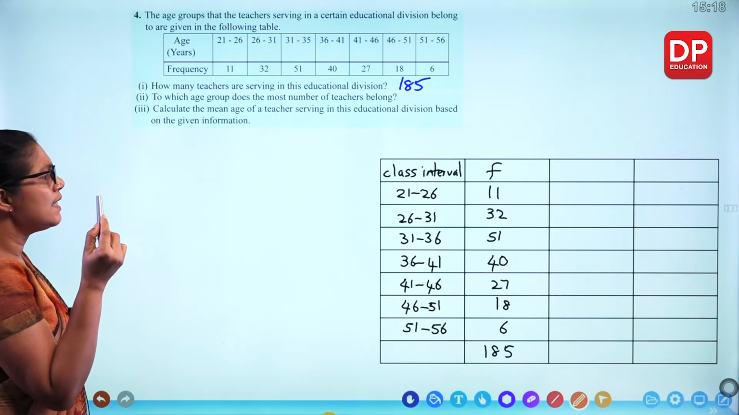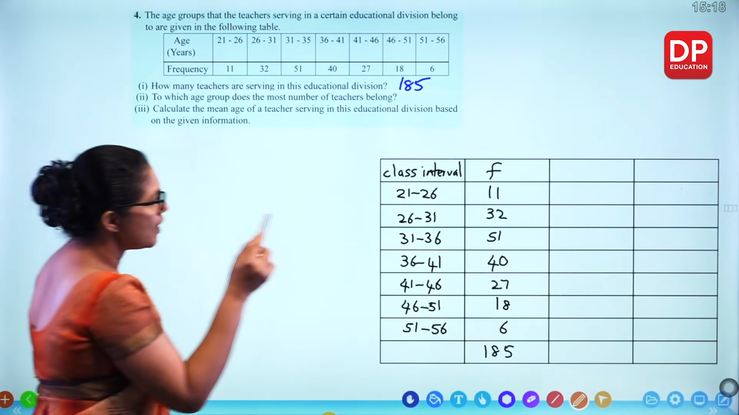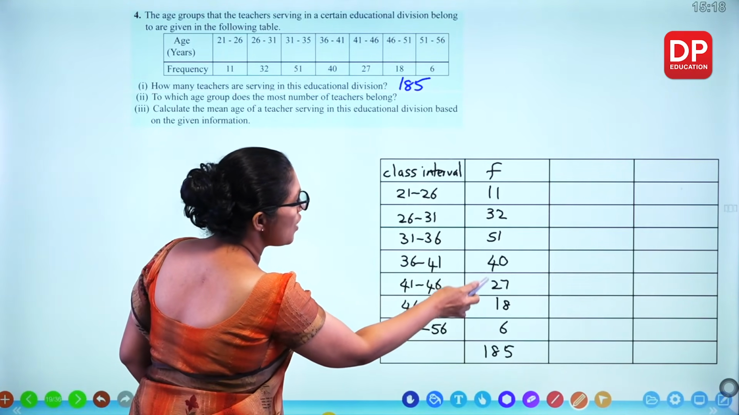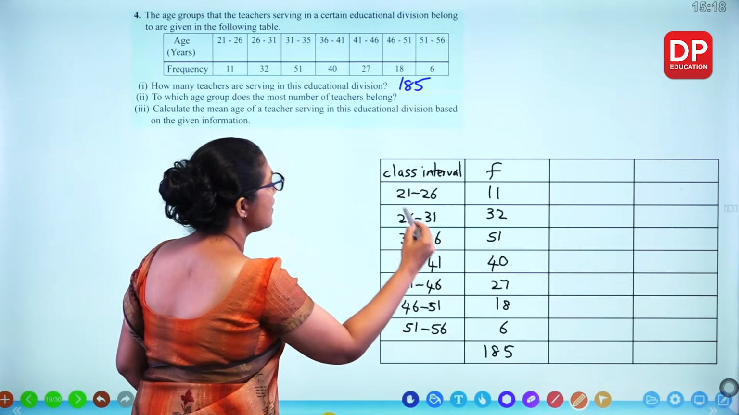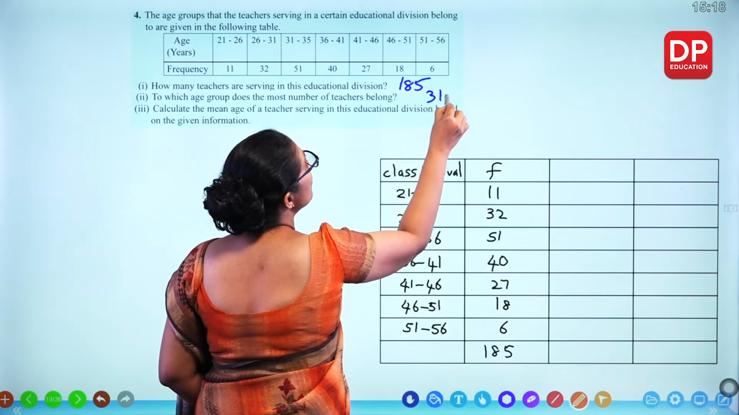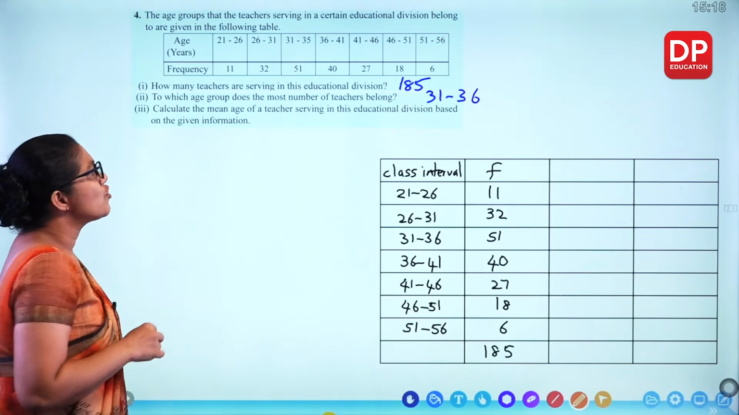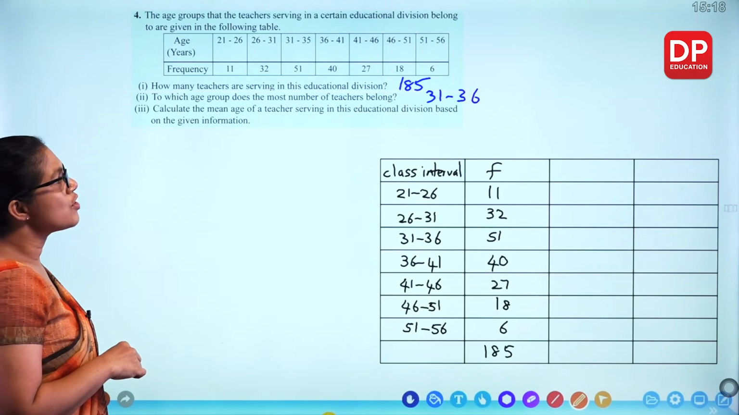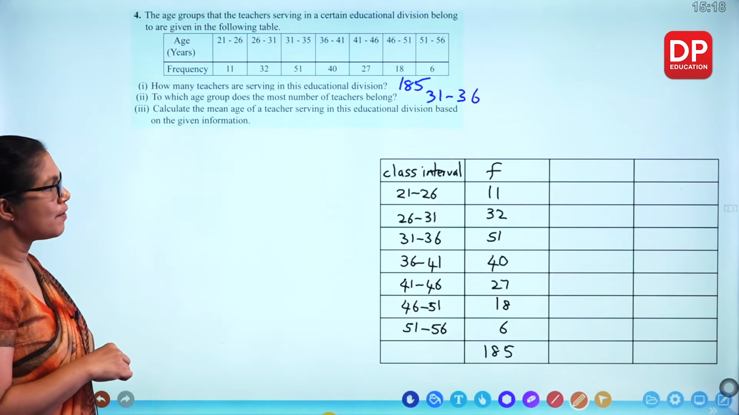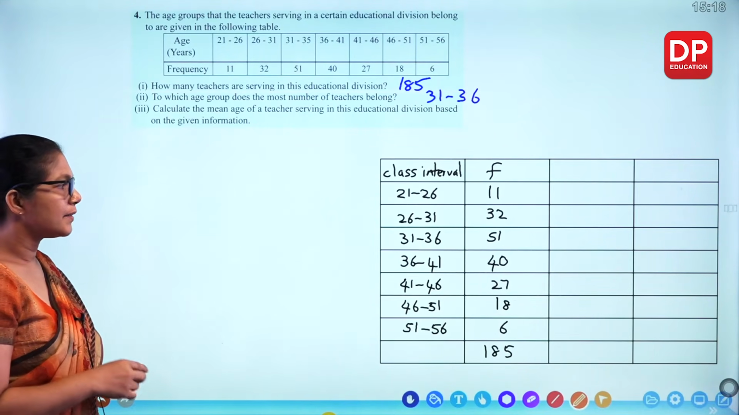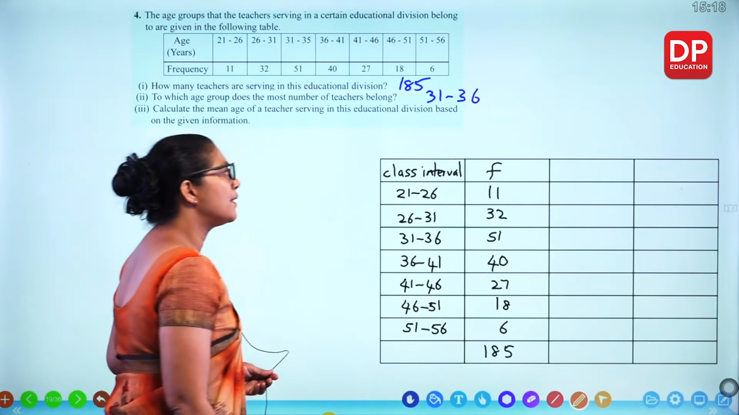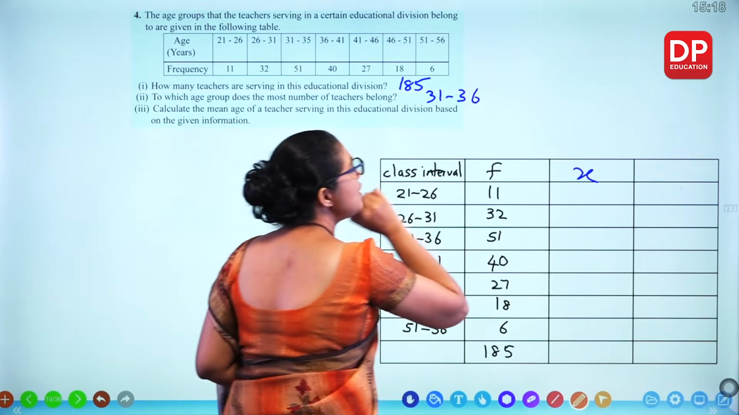To which age group does the most number of teachers belong? That means the modal class. Look at the frequency column, one which has the highest frequency, 31 to 36. Calculate the mean age of a teacher serving in this educational division. So what's the first step? Find the mid value.